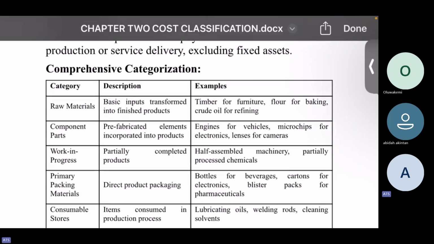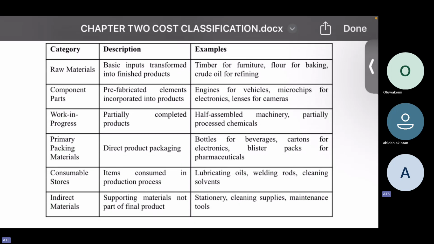Now, there are many categories of materials. One, you have raw materials. These are the basic inputs that you transformed into finished products. Examples are flour for baking, crude oil for refining into fuel and diesel, and timber to make furniture. Then you also have component parts. They might also be basic, but they are not the basic inputs. They are just things that you add to make up a whole product.